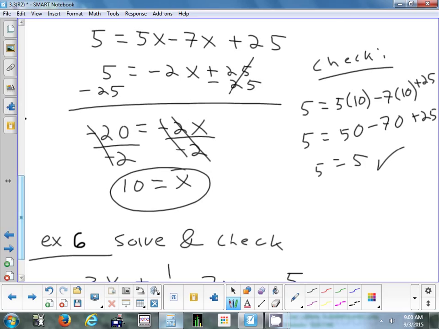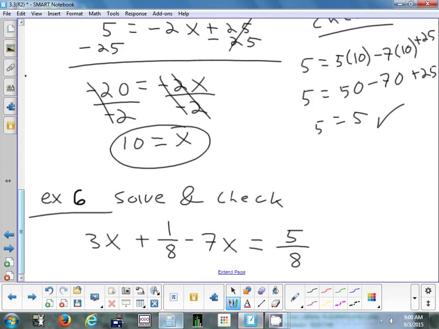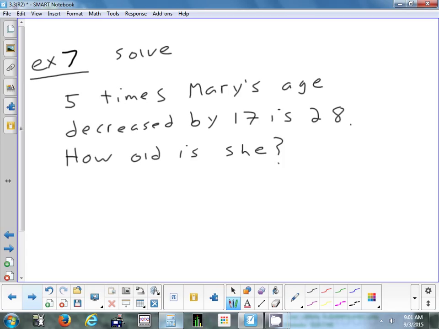All right, so I think what we're going to do, guys, since we've done a lot of the solving, I'm going to skip example 6 for now. If we have a little extra time, we'll come back to it, maybe at the end. But I want to get to this type because we haven't done a word problem yet. So let's go to example 7 on your note sheet.